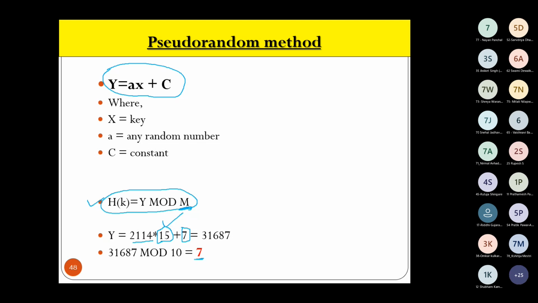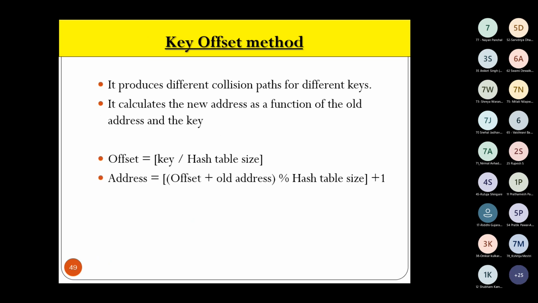So this is a pseudo-random method in which the function is not following some uniform fashion of increment in the probing. Instead of that, it will be checking for the free slot at some random locations by using some function like this. Then the other method is the key offset method. Key offset method is nothing but it produces different collision paths for different keys. It calculates the new address as a function. Let us see with the example itself so that we will understand it better.